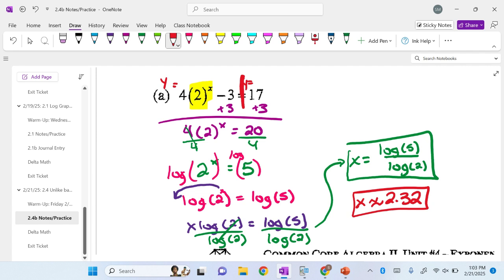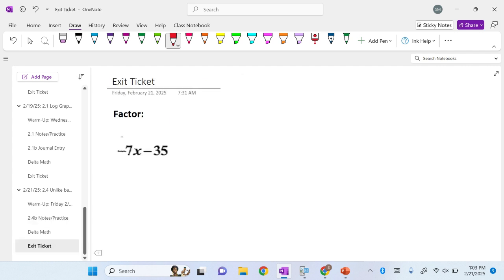All right. So you do have a Delta Math for 2.4. It combines the common bases as well as the unlike bases. That should already be available to you. You only got about 10 minutes left of class. So if you want to start it, that's great. If not, there's your exit ticket.